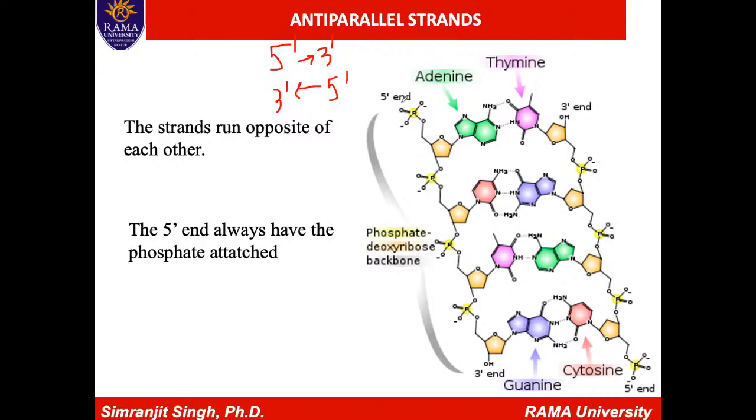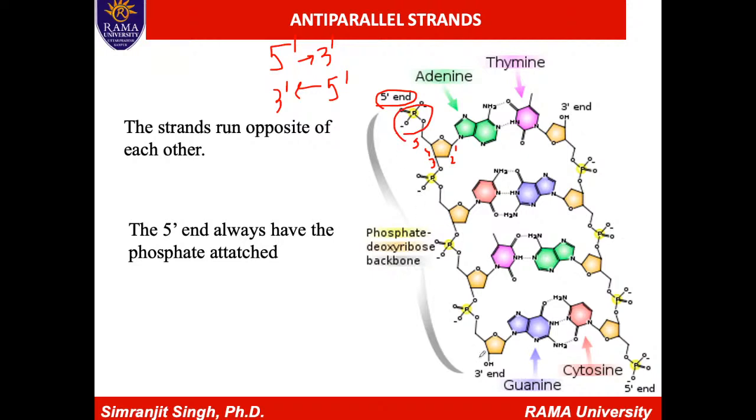So here we can see a phosphate group is there. And if we see here the sugar group present, it will have 1, 2, 3, 4 and 5. Here our 5th carbon is present. So that's why it's the 5' end. So at the 5' end, it will always have a phosphate group attached to it.